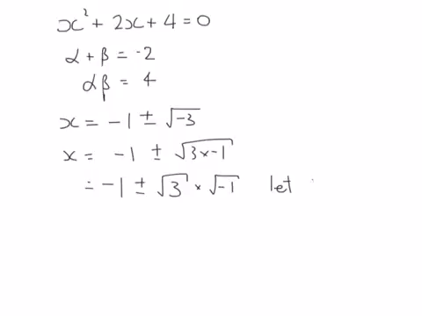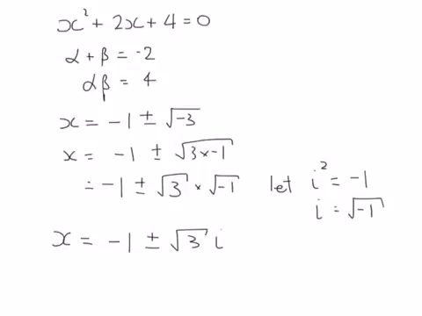So what if we let something else be the square root of minus 1? Let's start by letting i squared equal minus 1. If that's the case, then i would equal the square root of minus 1. So we will have x equals minus 1 plus or minus root 3i. So the two solutions are x equals minus 1 plus root 3i and minus 1 minus root 3i.